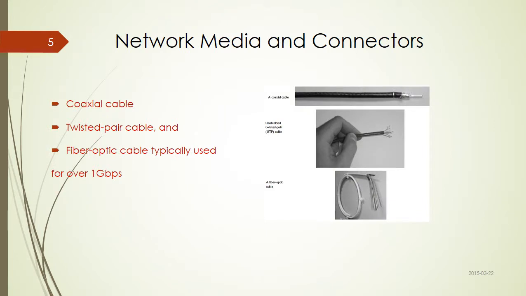The elements are connected by different network media and connectors. One such media is the coaxial cable used by the cable industry, the twisted pair cable that is used by DSL networks such as Bell Canada here in Canada, and fiber optic cables, which are used largely over longer distances and that provide throughputs over 1 gigabit per second.